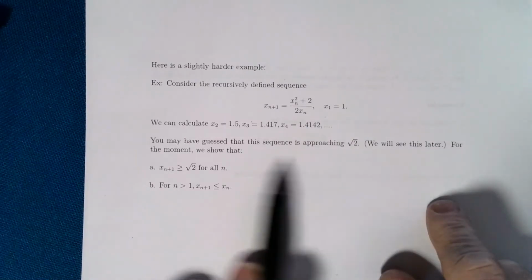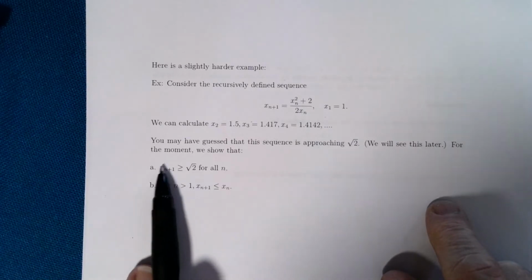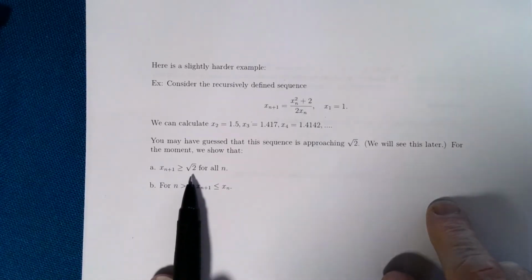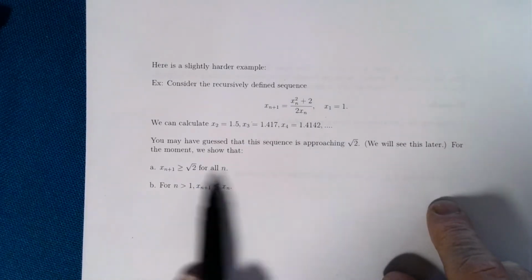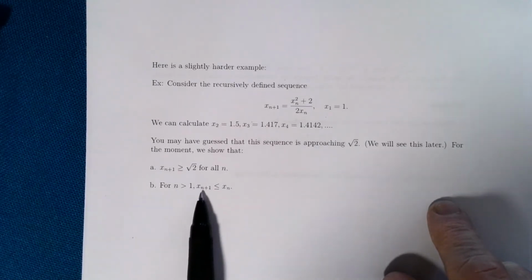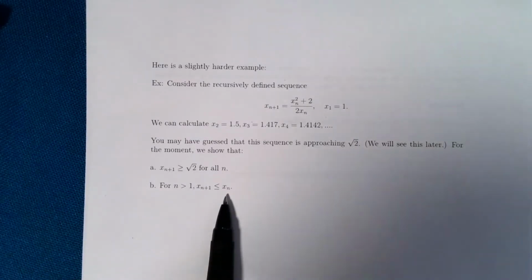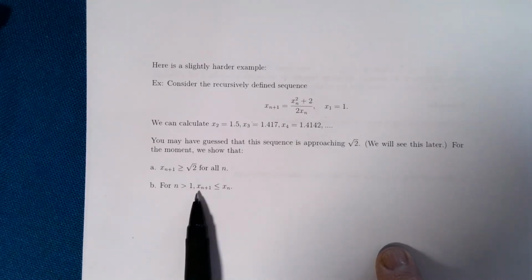Now, for the moment, all I'm going to do is show, firstly, that the terms of this sequence are all bigger than root 2. You can see these numbers are slightly bigger than root 2, and that's going to be true for all n. And I'm going to prove that for n bigger than 1, this is a decreasing, or at least non-increasing sequence. In fact, it's a strictly decreasing sequence. That is, x(n+1) is less than xn. So the terms are getting smaller. It's a decreasing sequence.